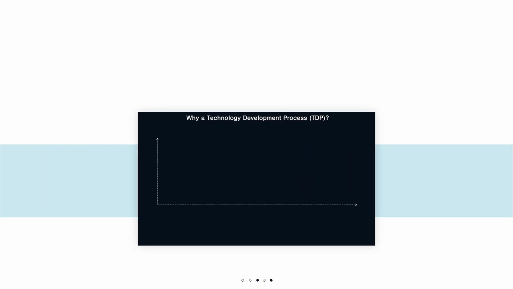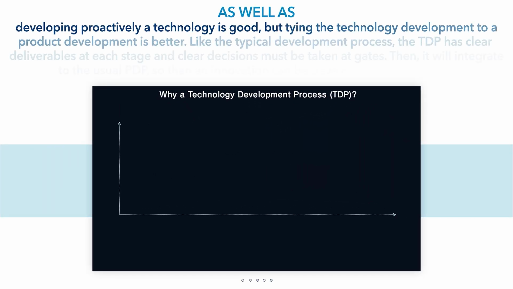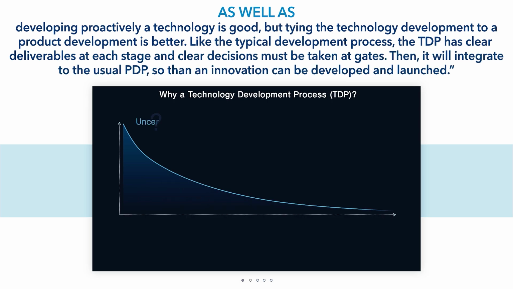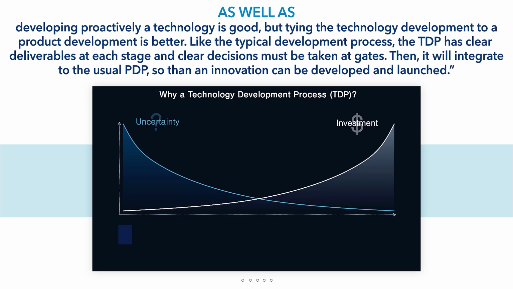As well as how developing proactively a technology is good, but tying the technology development to a product development is better. Like the typical development process, the TDP has clear deliverables at each stage, and clear decisions must be taken at gates. Then it will integrate to the usual PDP so that an innovation can be developed and launched.